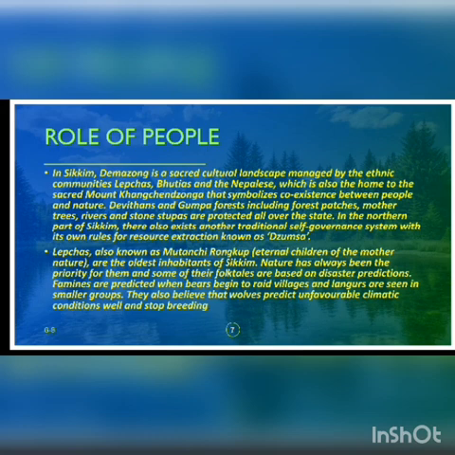Lepchas, also known as Mutanchi Rongkup, eternal children of Mother Nature, are the oldest inhabitants of Sikkim. Nature has always been the priority for them, and some of their folk tales are based on disaster predictions. Famines are predicted when bears begin to raid villages, and langurs are seen in smaller groups. They also believe that wolves predict unfavorable climate conditions and will stop breeding.